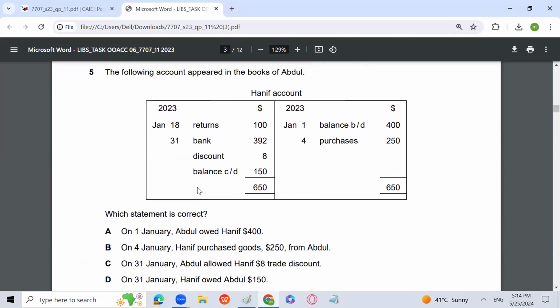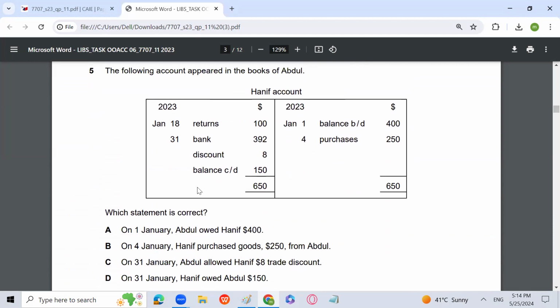The following account appeared in the books of Abdul. Hanif account. We are Abdul and we are preparing Hanif's account, and the balance brought down is on the credit side. So it means that Hanif is our trade payable. We purchased goods from him on January 4, then we returned goods of 100, and then we paid him the balance due on January 1 after a discount of 8. We have received a discount of 8, and the balance carried down is also given.